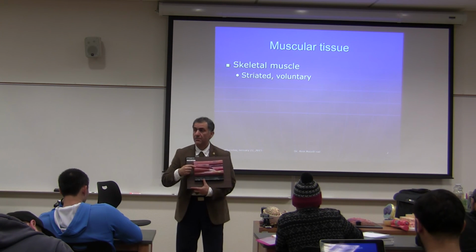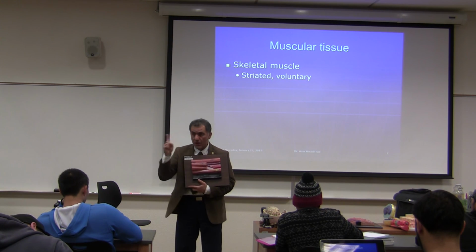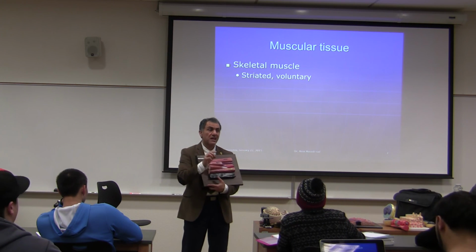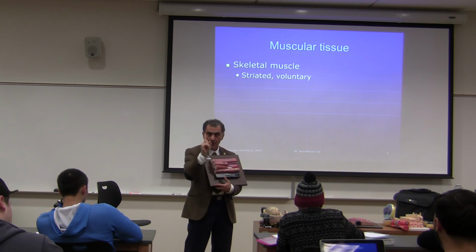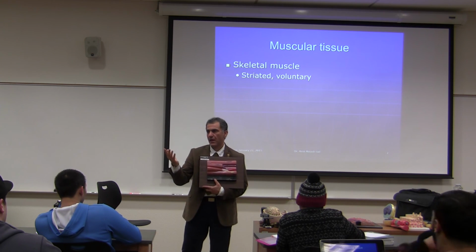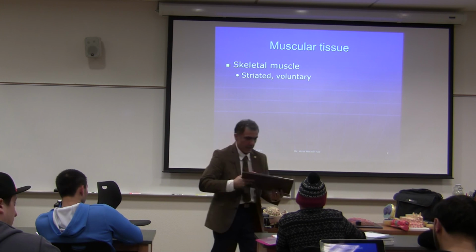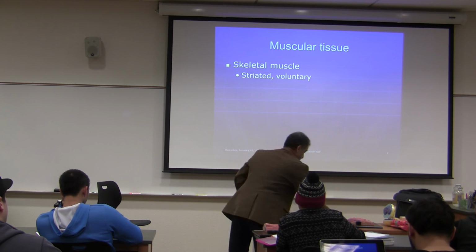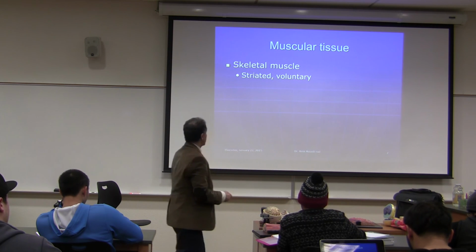The nucleus is on the periphery. More than one nucleus in one cell. In Bio 1, you learn most cells have one nucleus. Here, more than one nucleus. Okay, you have many nuclei. Then it's striated, it's voluntary. You do have control over it, and so on and so forth.